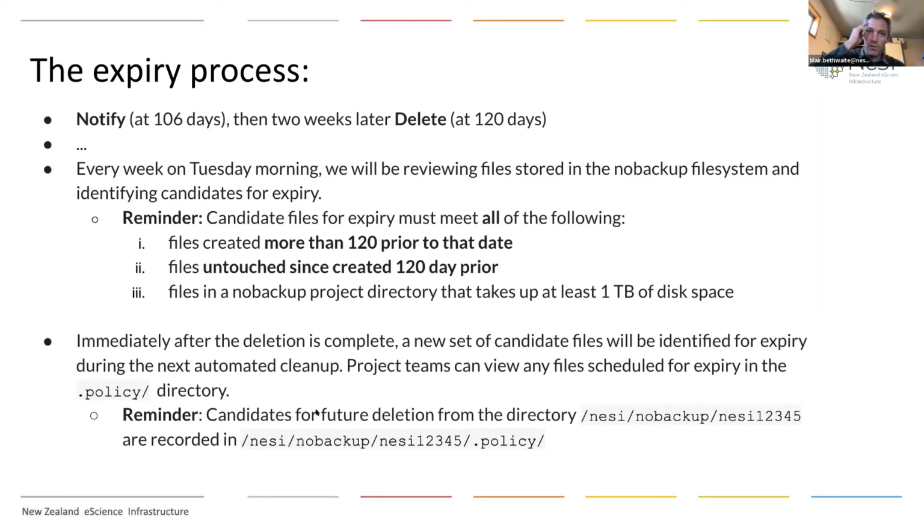So the notification part of things will result in a file being created in a special .policy directory under your nobackup project directories. So that file will contain a list of all the files within the nobackup project directory that will be candidates for deletion in 2 weeks' time. And during that notification run, we'll also generate email out to project teams as well, pointing you to the fact that you have candidate files in your nobackup project directories.